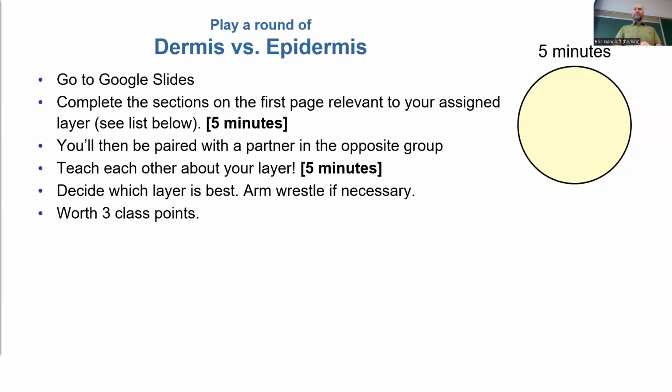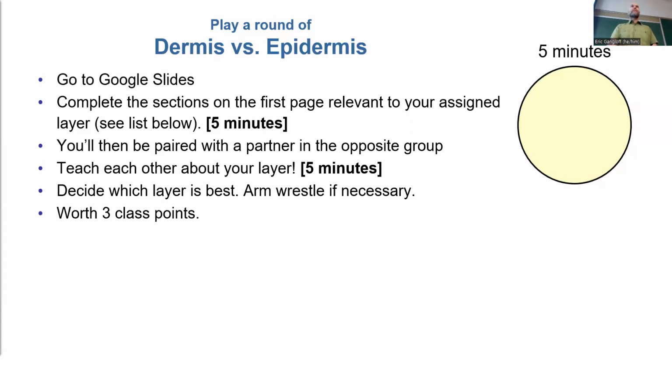Participation here is 3 class points. And I'm going to provide a QR code for the Google Slides in a second here. What you can do is scan that, go to Google Slides, and then just save a copy of it in your own files. And then you can have it and manipulate it and type in there and all that stuff.